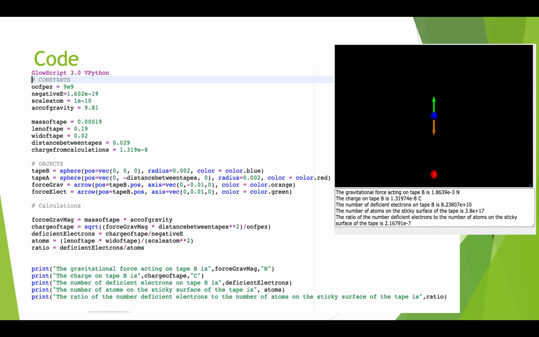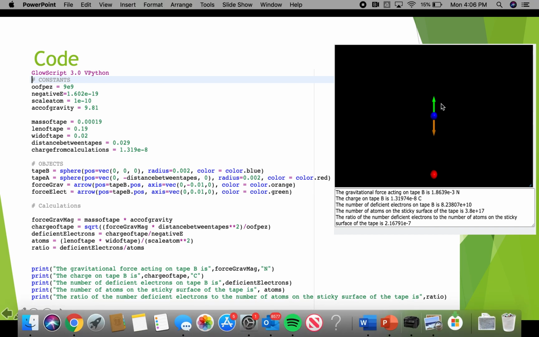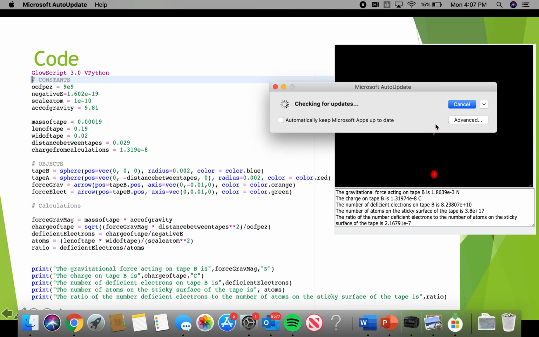Here's the code. It was a relief to see that I got the exact same numbers as when I did the calculations by hand. In this visualization here, the red ball is tape A, the blue ball is tape B, and the green arrow is the electric force, and the orange arrow is the force of gravity.